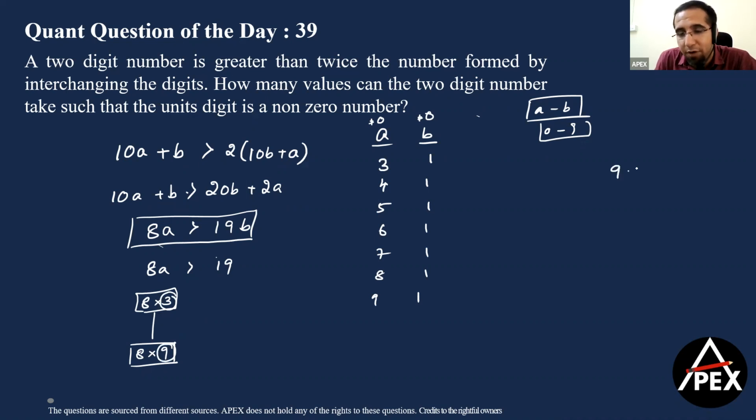So how many numbers are there from 3 to 9? That is 9 minus 3 plus 1. That means I have a total of 7 values. Now these are the 7 values that A will take if B is equal to 1. Now can B be just equal to 1? Let's try to see this.